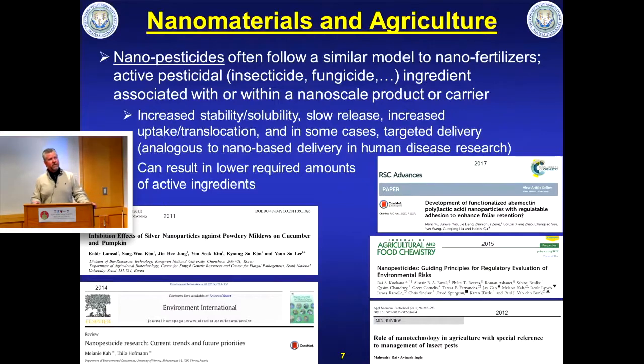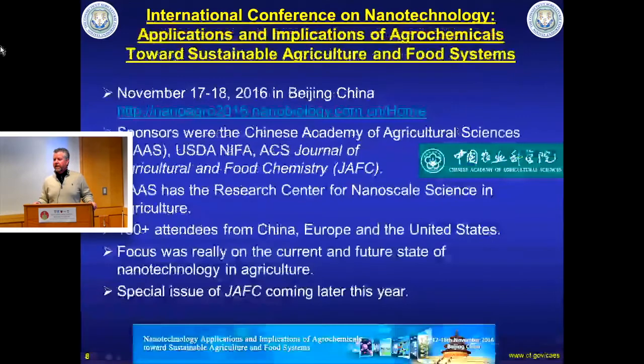I threw this slide in at the last minute because there was this meeting in November in Beijing. It was organized by the USDA, a number of USDA NATO grantees were in this meeting, and it was hosted by Natural Sciences. It's one of the areas where they really are embracing nano-enabled agriculture at a rapid pace. They actually have a designated research center within CAAS for nanoscale science and agriculture.